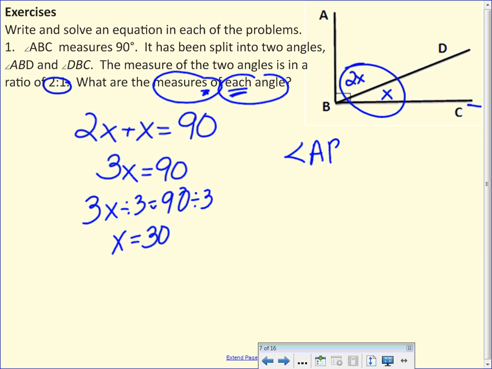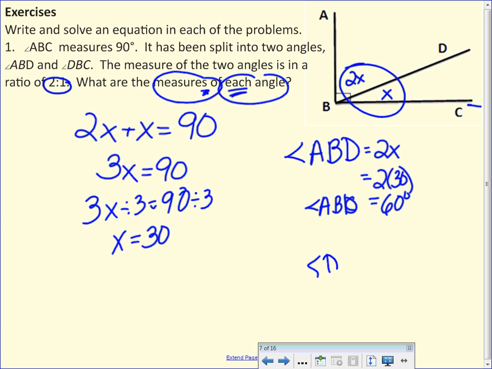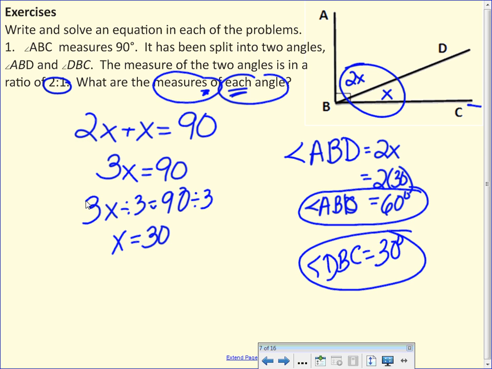The question was, what are the measures of each angle? So angle ABD was 2 x's. So if 1x was 30, ABD equals 2x equals 2 times 30 equals 60. So angle ABD equals 60 degrees. And angle DBC is 1x, and I know that x equals 30. So there are your answers.